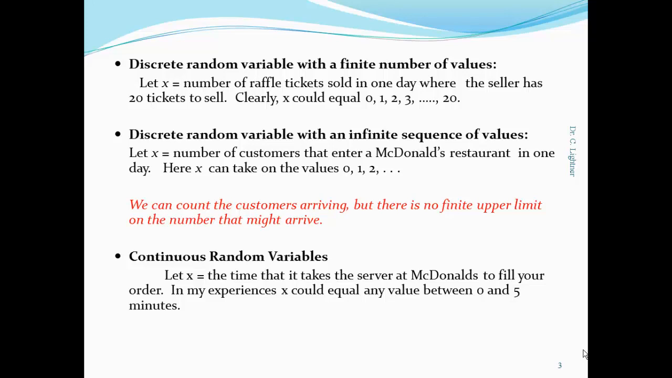Now, an example for a continuous random variable. Let x represent the time that it takes the server at McDonald's to fill your order. In my experiences, x could equal any value between 0 and 5. This is a continuous random variable because x could take on any value in this interval with no exceptions. If we had a stopwatch with exact precision, it is possible that it could take 2.4978924 minutes for a server to complete my order. Therefore, this random variable is indeed a continuous random variable.